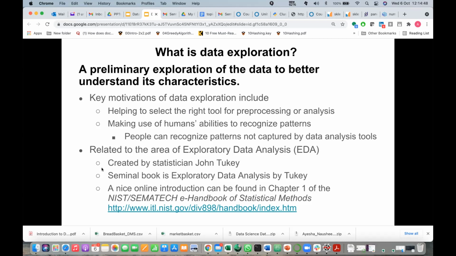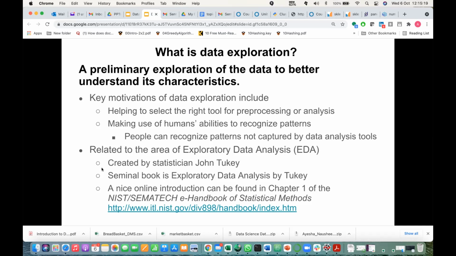So what is the motivation for this? Helping to select the right tool for pre-processing or analysis. When you understand the data, you know what data pre-processing should be done and what analysis tool you can use for that data. Making use of humans' abilities to recognize patterns. So it will also help you to recognize patterns. You may find some patterns in the data. So that is another advantage.